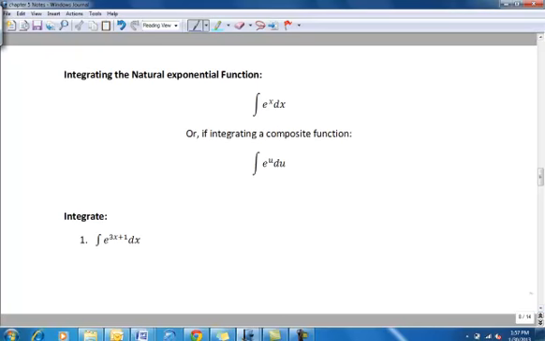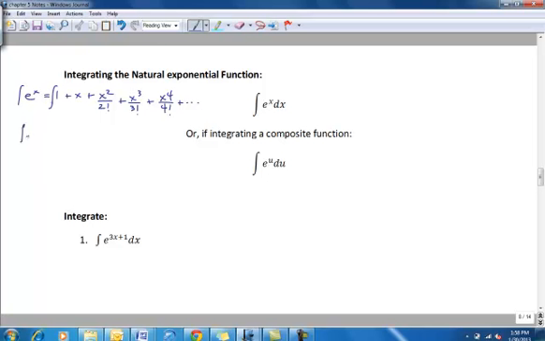Let's integrate. So if you go back to that infinite series that I showed you earlier for e to the x, if you integrate that, you end up with the same thing. So here's that infinite series again. Again, if you want to prove to yourself that that really is equivalent to e to the x, that would probably be a cool thing to do. So if you integrate both sides, here's how this works.